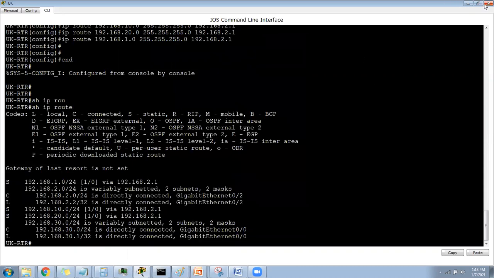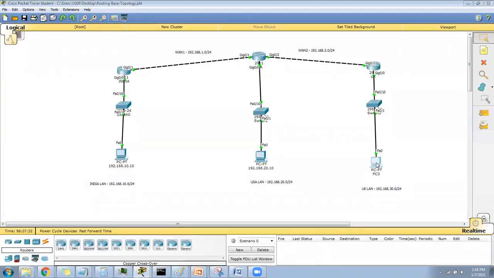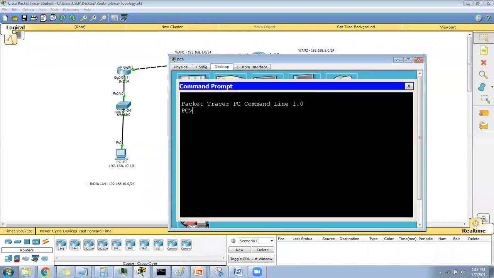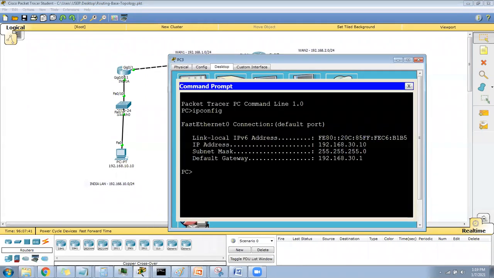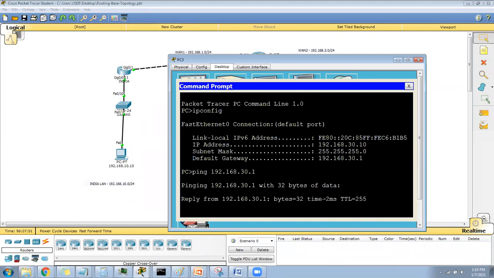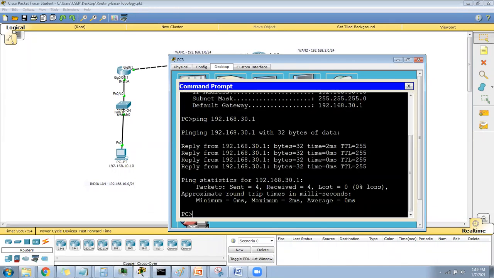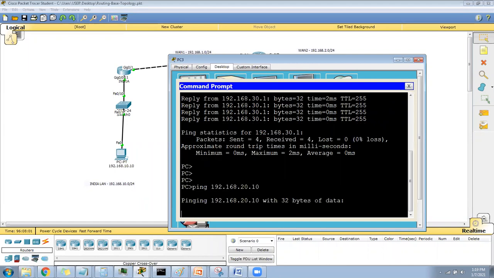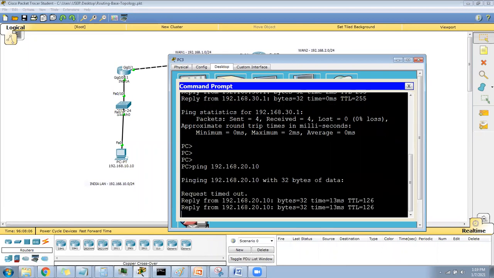Okay, now let me go to the UK machine and try pinging the India LAN. So first check ipconfig. I'm here at 30.10 and my gateway is 192.168.30.1. So first try pinging your own gateway. Are you able to reach? Yes, I'm able to reach. So let's go one by one. Let's try pinging the USA LAN, 20.10. Yes, I'm able to ping.